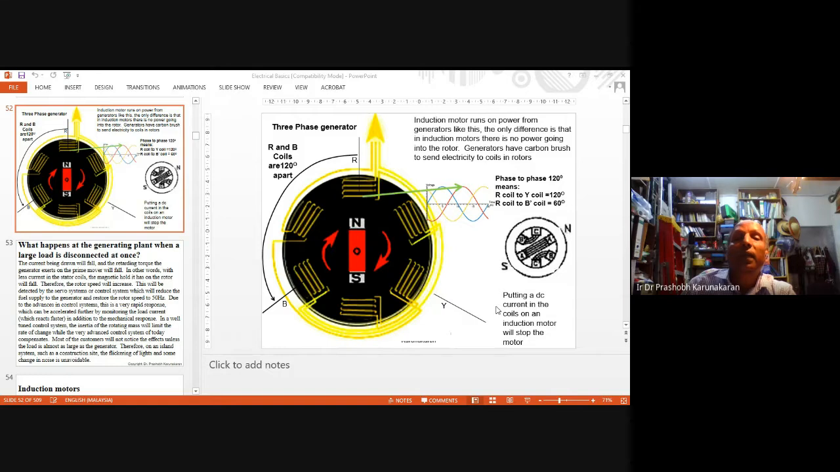This is the main motor of the world right now. Your fan, your aircon is all induction motor. So that's how you get three-phase.